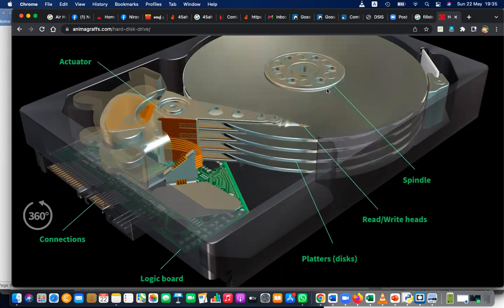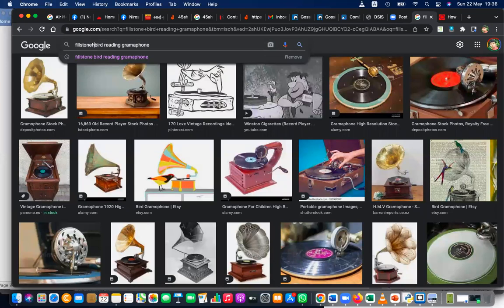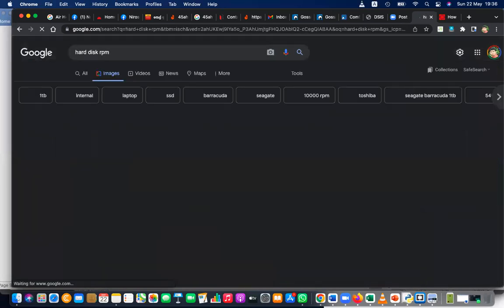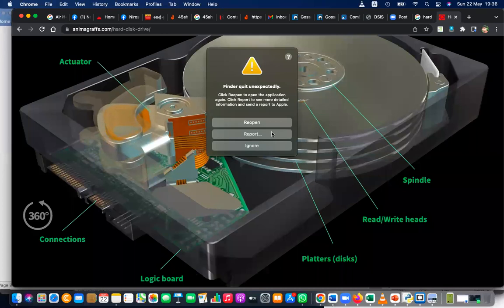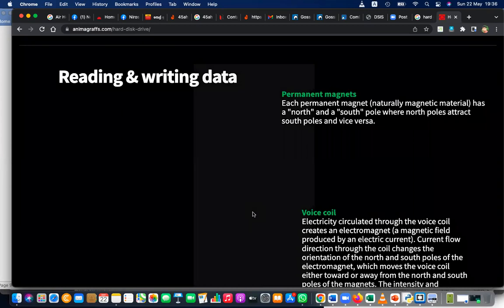Basically it is 7,200 revolutions per minute, or it can be 9,000 revolutions per minute. These are some samples. This is called RPM in the short note. It is called RPM, right? Revolutions per minute. The more the speed, the faster it can write and read data. So it is better if the speed is high. Then what is happening actually is that this is a type of magnetic disk.